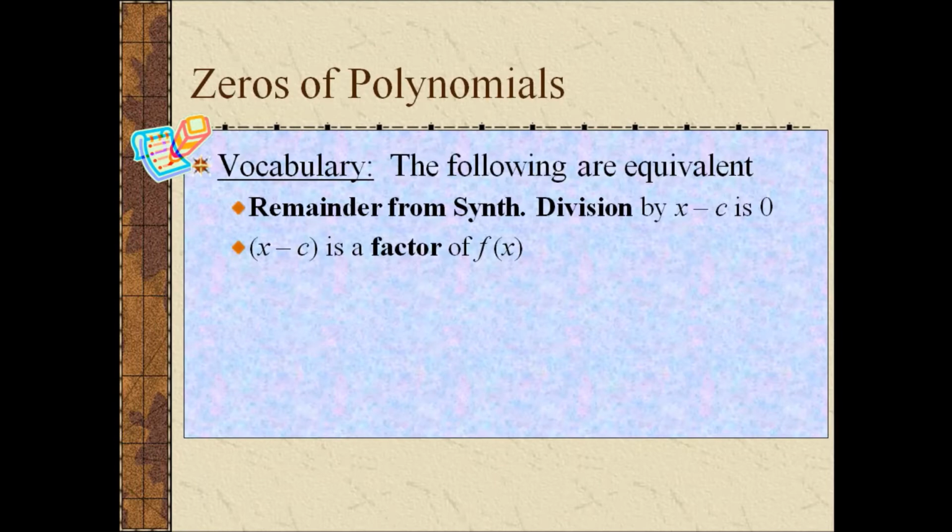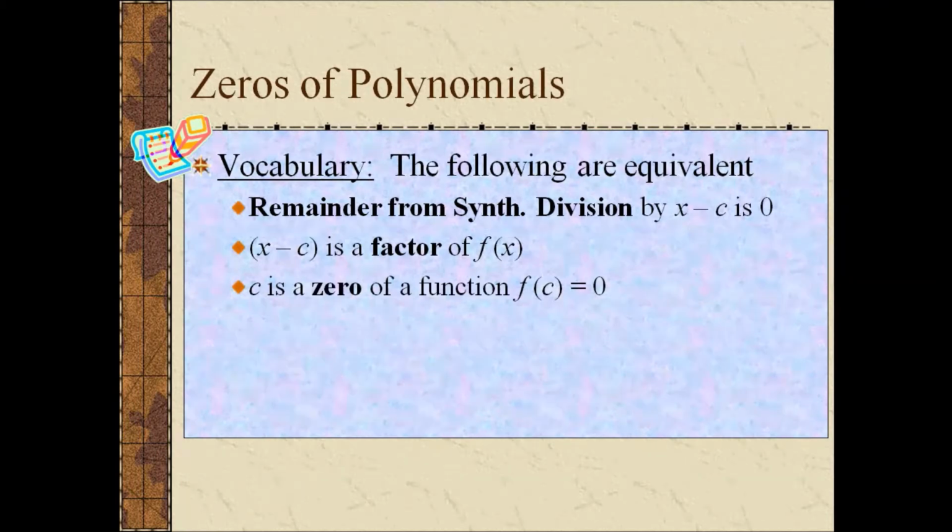But we also concluded in a previous video that that same remainder of 0 could mean that the number c is a 0 of the function. That is, when you plug c into the polynomial, you get a value of 0. Here are some other things that are true.